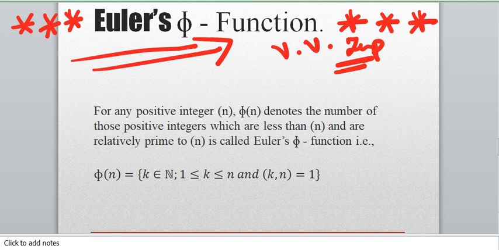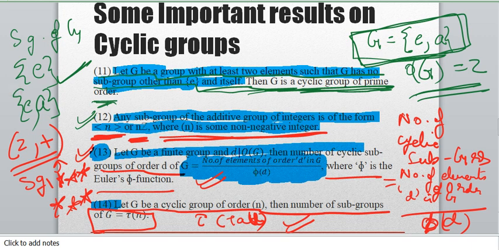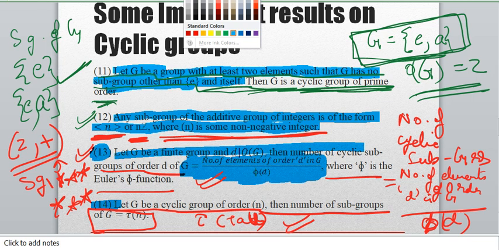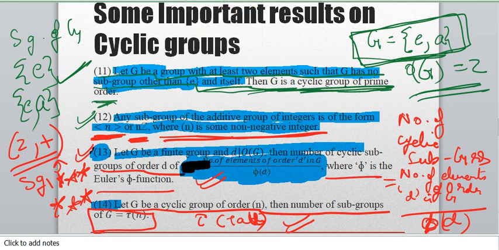This is actually a function telling you, talking about the function. We will be finding the number of cyclic subgroups using this formula. Let's just highlight this part for you.